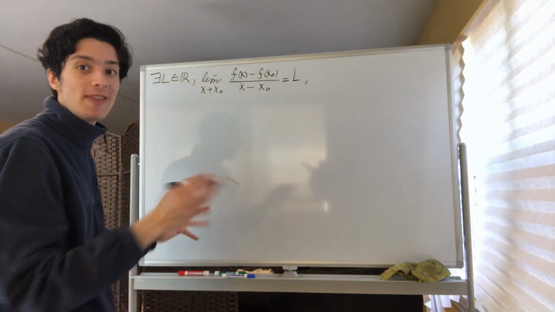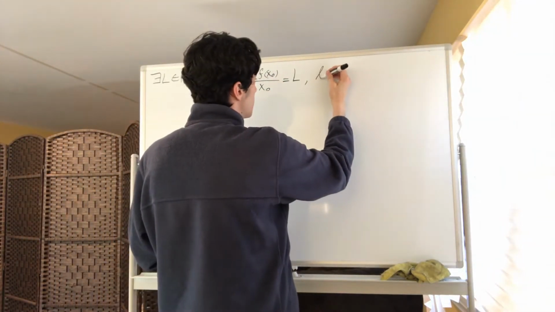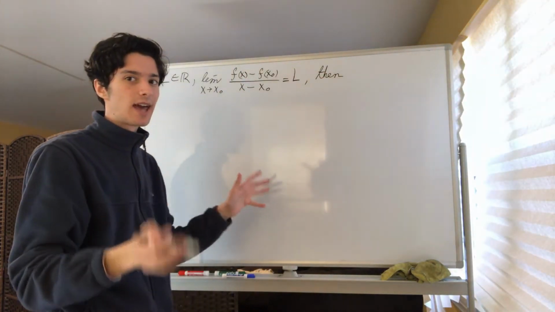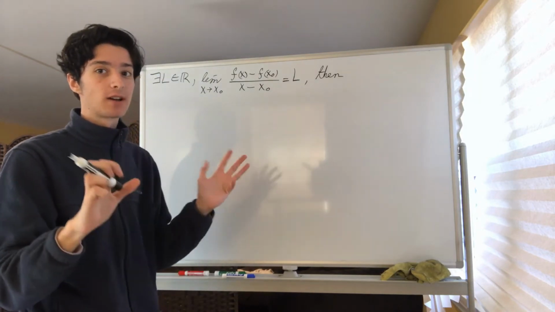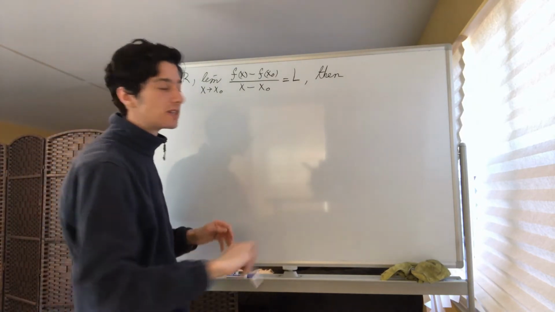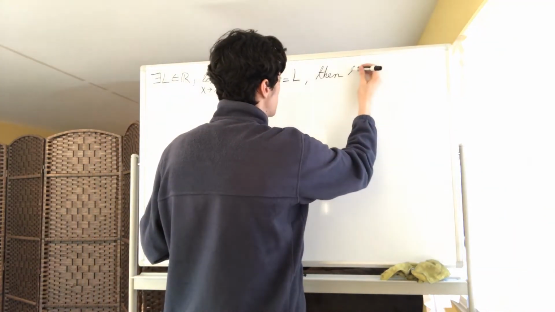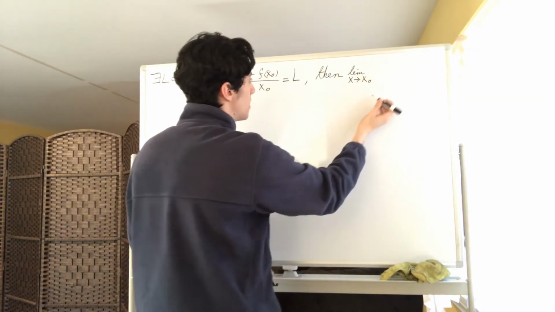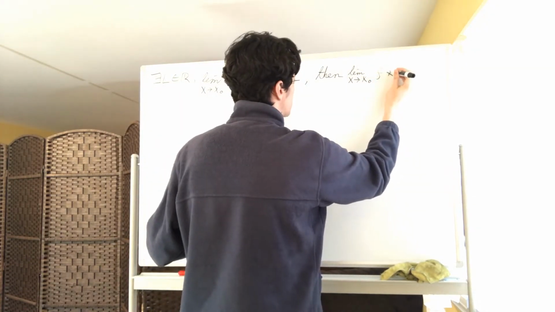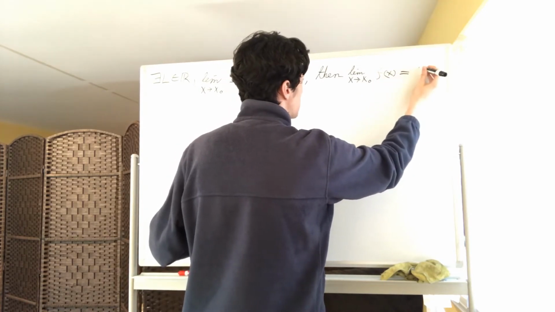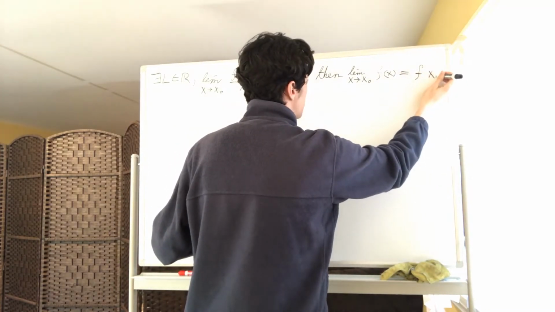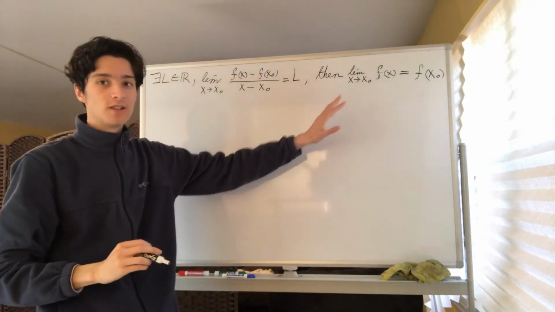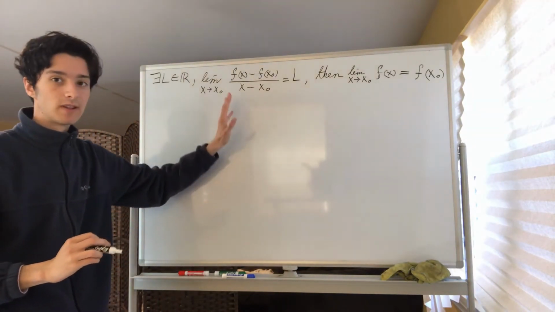So we assume that this limit is equal to L. So if we assume this is true, then we want to show then our function f of x must be continuous at x naught. But of course we can describe continuity using a limit. So we can say the following, that the limit as x approaches x naught of f of x is equal to f of x naught. And that just follows with our definition of continuity and our definition of a derivative.